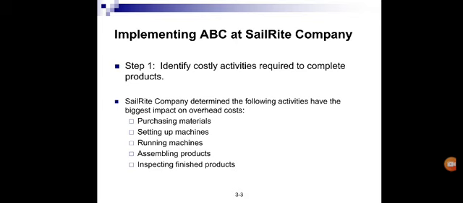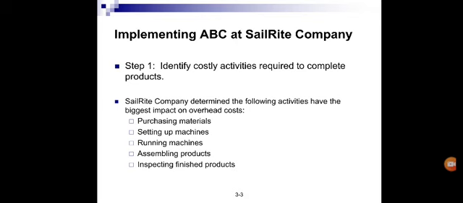Okay, implementing ABC at a Sailrite company. Okay, this is a company. The name of the company is Sailrite. Let's see. To make it easy for you to understand how to use ABC costing in a business, you have to assume that this is your company. So you have a company. Sailrite company is your company.